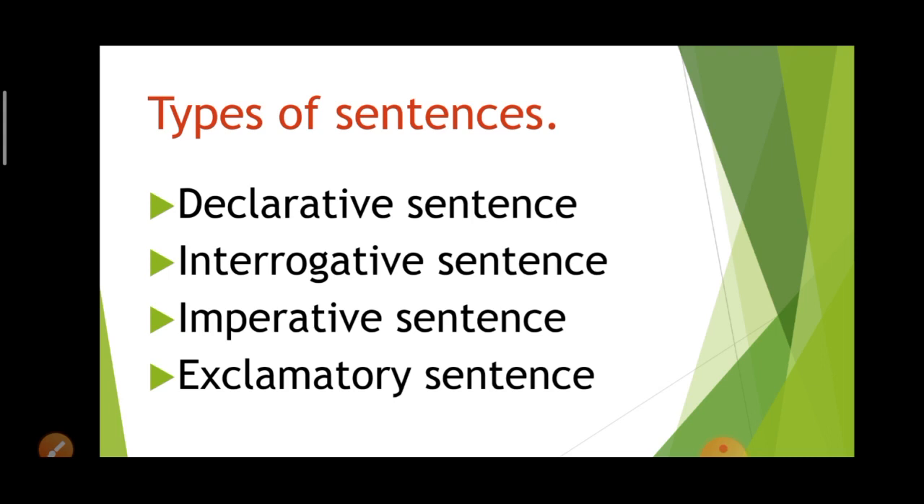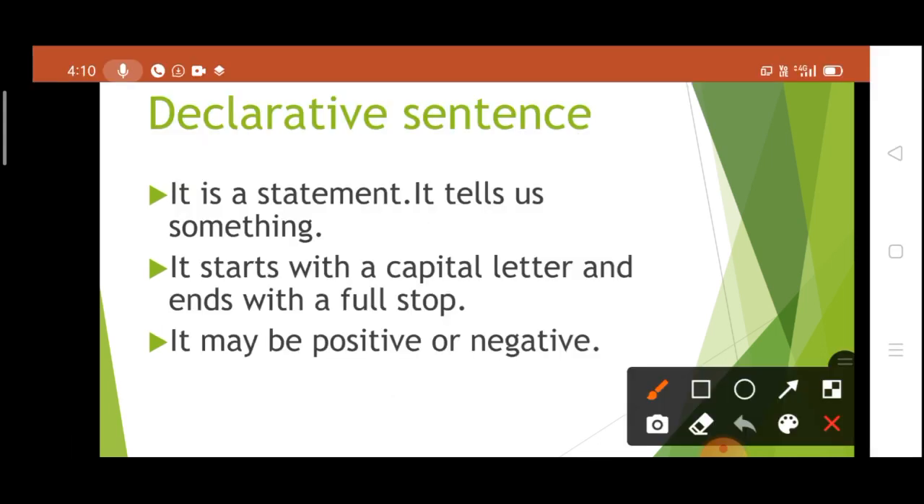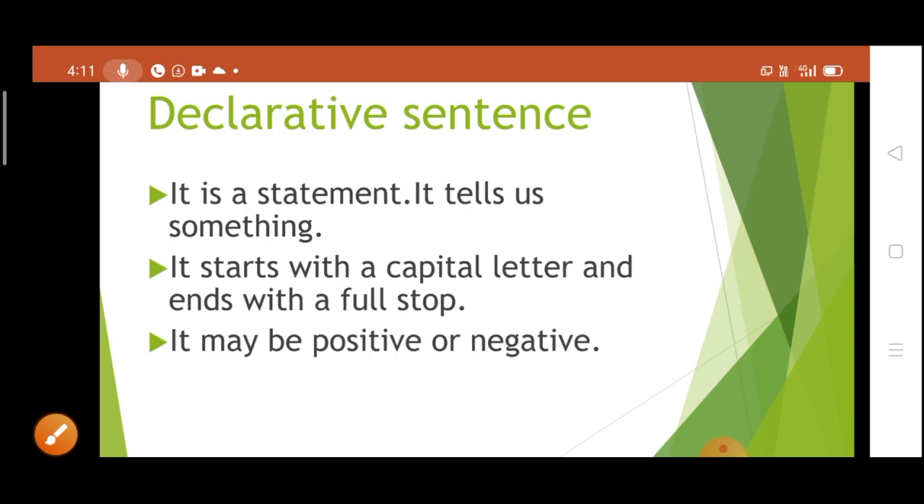Then what is a declarative sentence? Let's see. A declarative sentence is a statement. It tells us something. It always starts with a capital letter and ends with a full stop. And it may be positive or negative. We can write a declarative sentence in both ways. "I love to play with my friends." This is a positive sentence and a statement also. So this is called a declarative sentence.